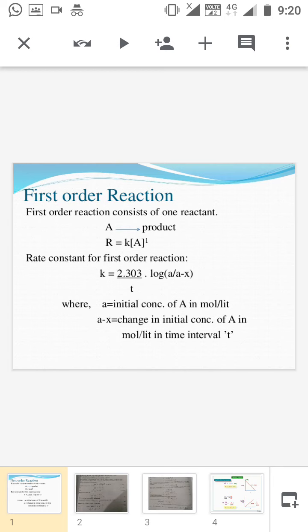Next we are moving into the derivation of this equation. All of you should learn by heart this equation for first order integrated rate expression for first order reaction. K is equal to 2.303 divided by t into log A by A minus X. Next we are moving into the derivation of this equation. This equation is known as integrated rate equation for first order reaction.